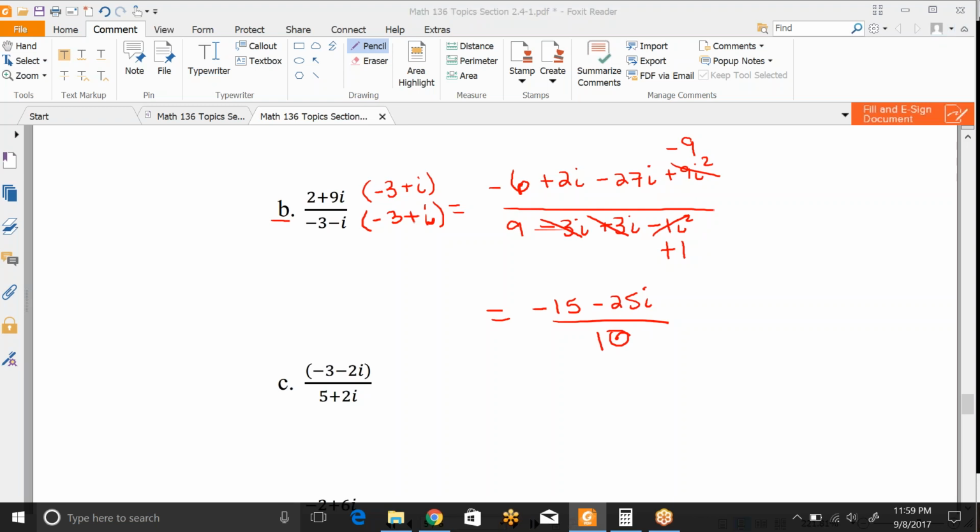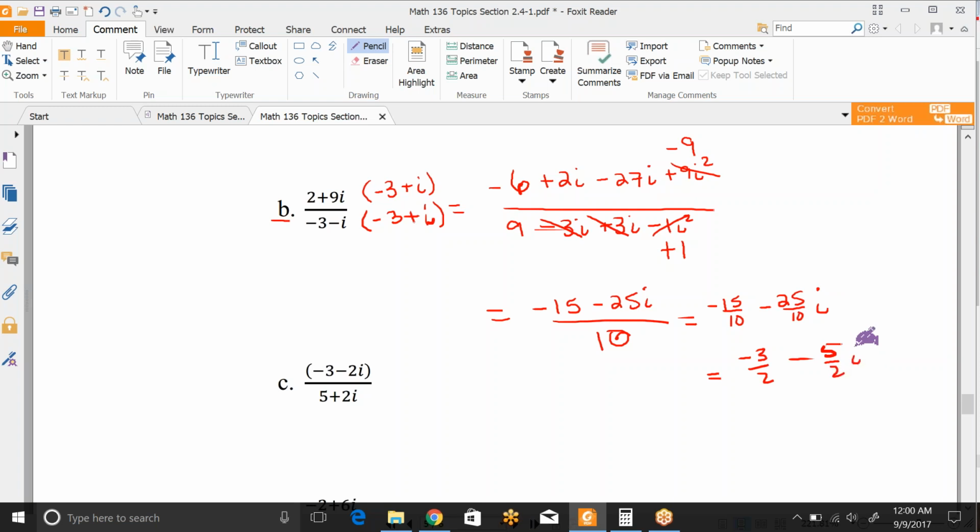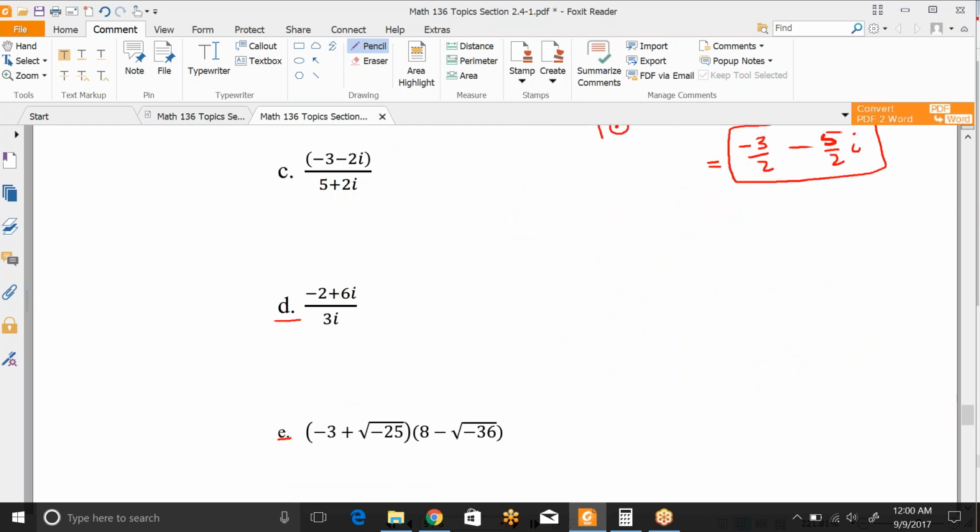So if we split this, this would be negative 15 over 10 minus 25 over 10i, and then we can reduce. So divide both of them by 5 in the first fraction, that would be negative 3 over 2, and then minus, divide them by 5 again, that would be 5 over 2i. And that's my final format. Okay, I will do C in class, so let's talk about D.